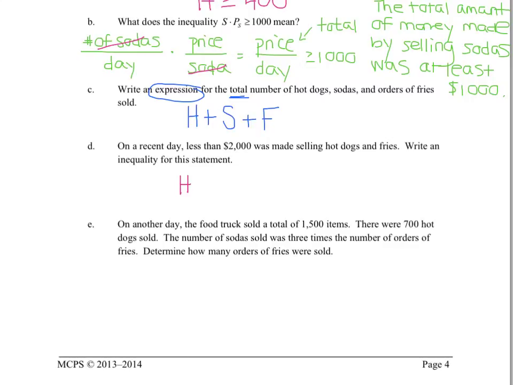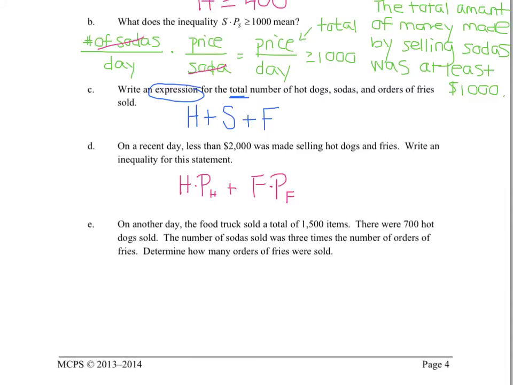So H hot dogs times the price per hot dog would give me the total amount of money made by selling hot dogs. It's kind of like what we saw right here with B. So that was hot dogs, and fries would be the total number of fries times the price of fries. So we want the total of that, which means we're going to add them together.